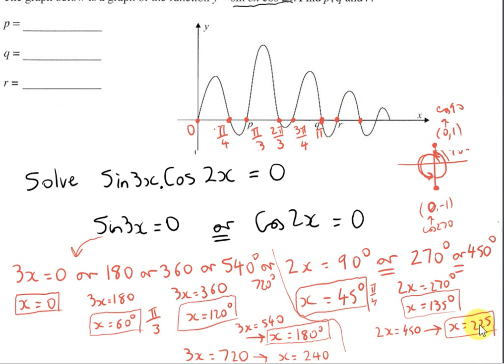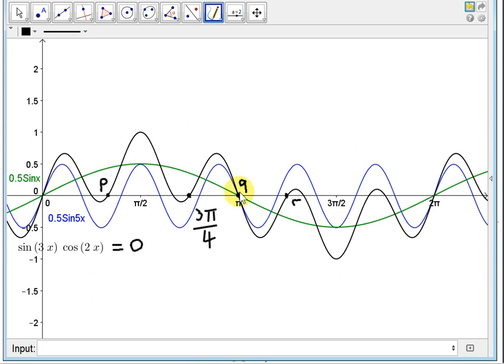Now what's that in radians? Well, 225 is actually 5 times 45 degrees. So it's 5 times pi over 4. So R in radians is 5 pi over 4 radians. And this one here corresponds to 240 degrees. I'll just mark it in. 240 is 4 times 60 degrees. 60 degrees is pi over 3, so this is 4 pi over 3 radians. So P is pi over 3, Q is pi, R is 5 pi over 4.